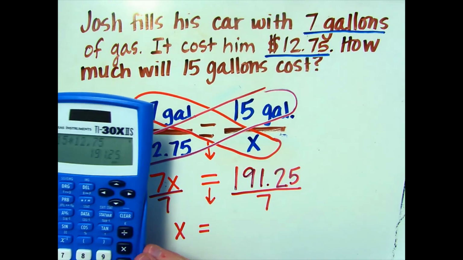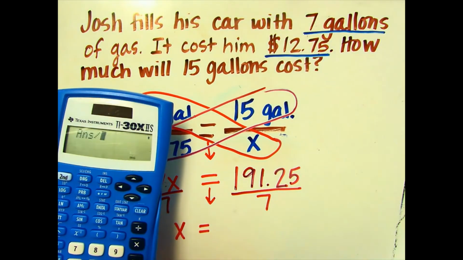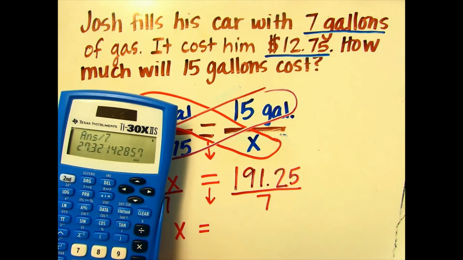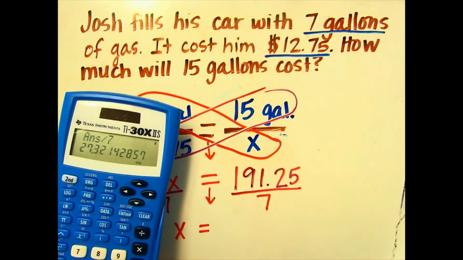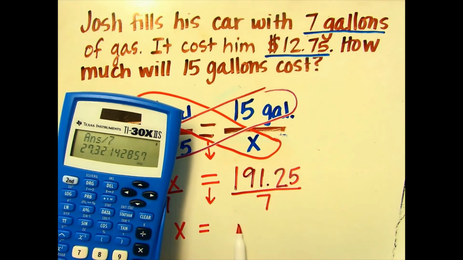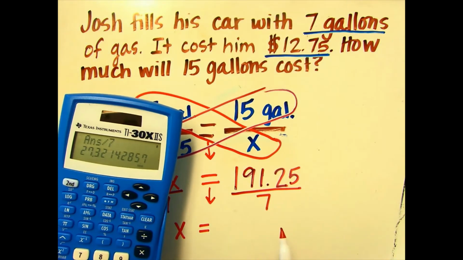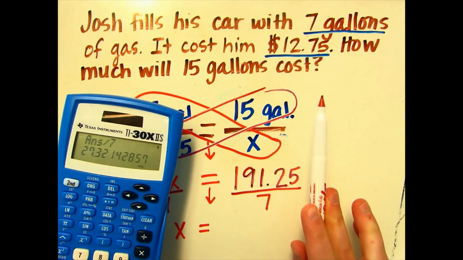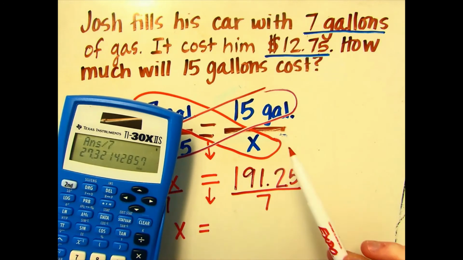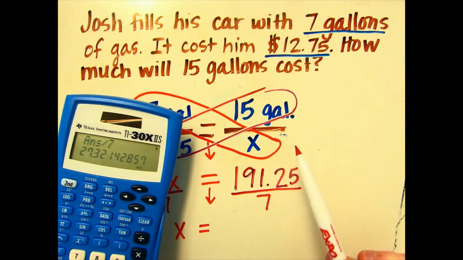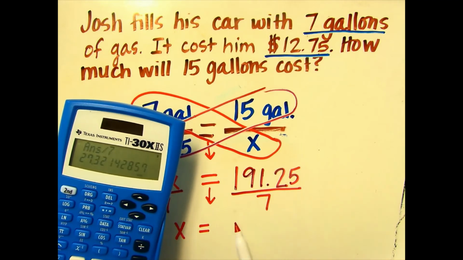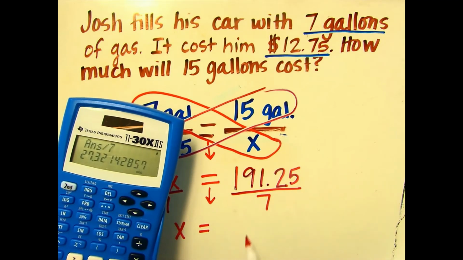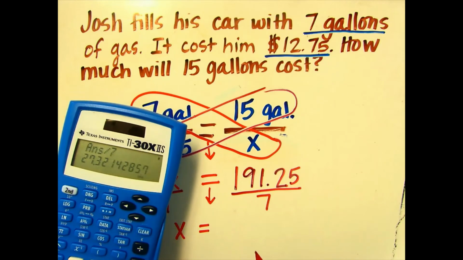191.25 divided by 7. And look, we got another really bad decimal. But if I'm at the very end of my problem and I'm dealing with money, which I am, it's okay to round it now. You don't want to round earlier up in the problem because you want your answer to be as accurate as possible. Once you get to the end, if it's money, you are welcome to round, and you're going to need to round to the nearest cent.